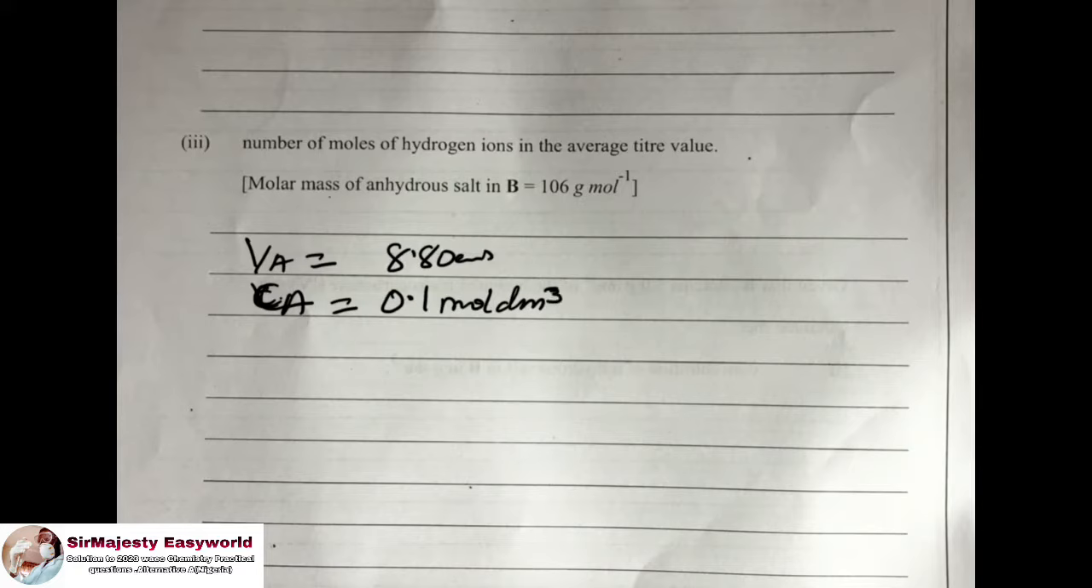So first of all, you have to know the acid involved. The acid itself is HCl. Dissociate it, you have hydrogen.